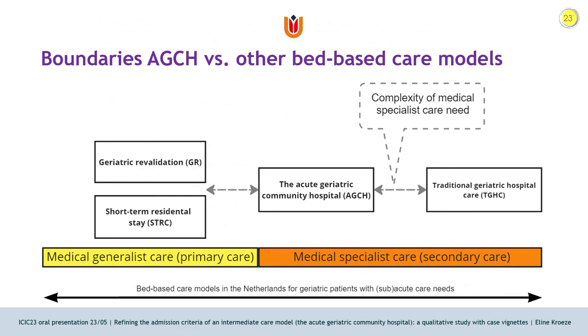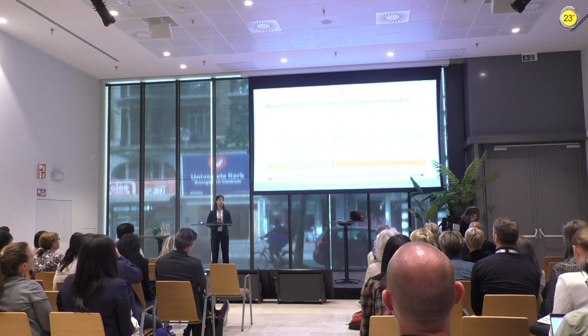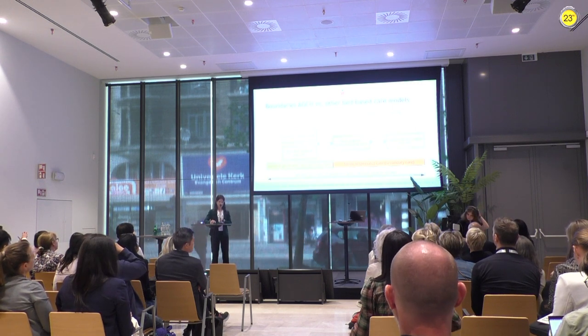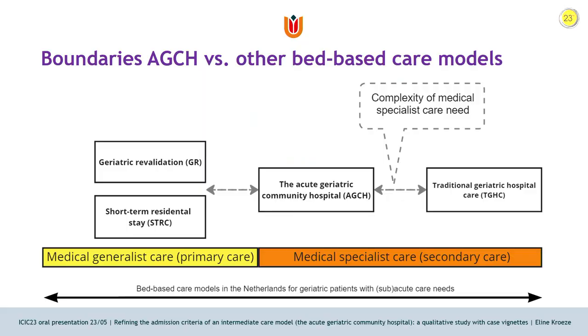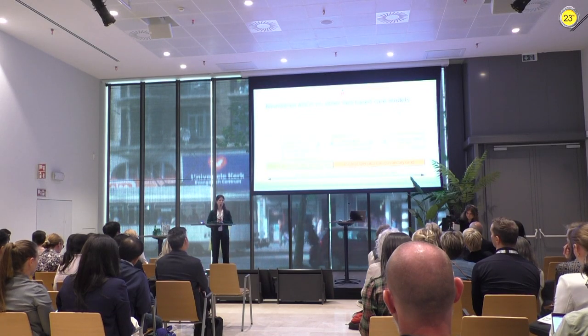So, let's go to the results. The first finding is about the difference between the target group of the acute geriatric community hospital and a traditional admission to a geriatric hospital ward or hospital care. In short, at the traditional geriatric hospital ward, the medical specialist is in charge, so the geriatrician. At the acute geriatric community hospital, this can also be the elderly care physician, or nursing home physician, as we also call the person. Two names for the same profession. And the nurse specialist or the physician assistant can also be in charge. But in the new model, the medical specialist is always actively involved. Maybe he or she is not responsible, but he or she is involved.